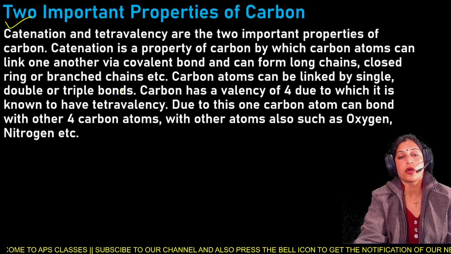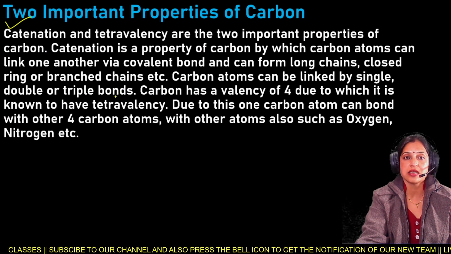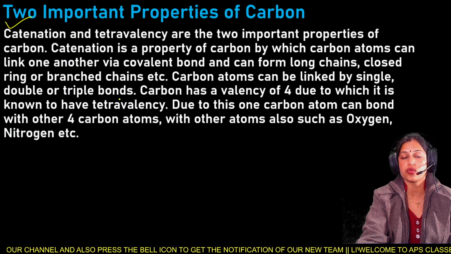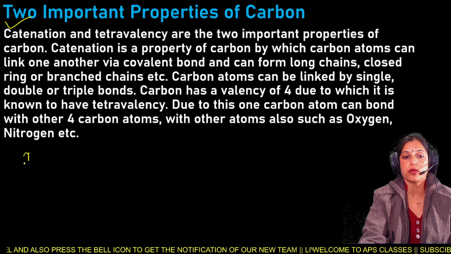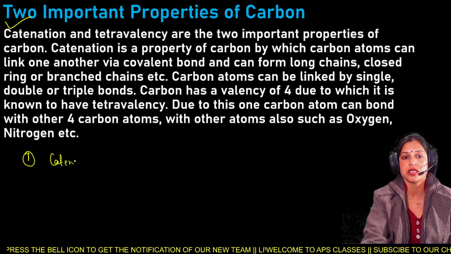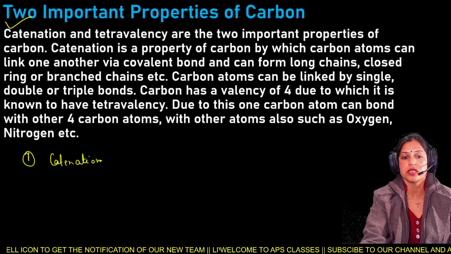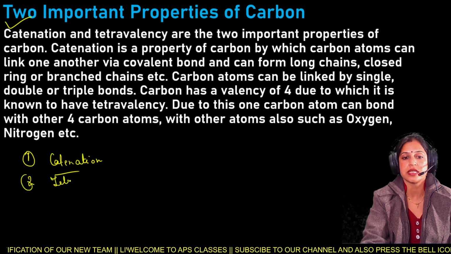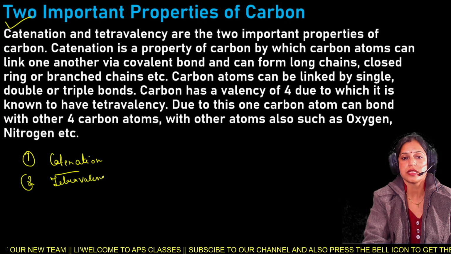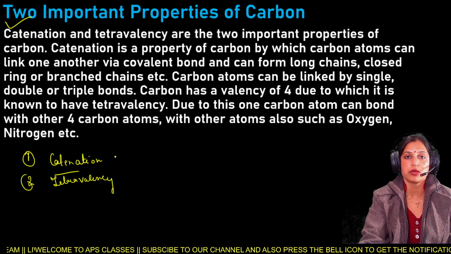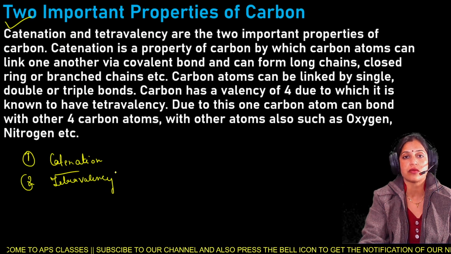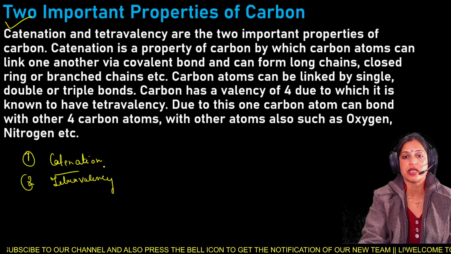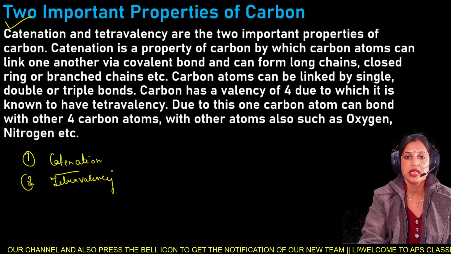Next, two important properties of carbon. These are two important properties that are directly related to carbon. And what are these two important properties? One is catenation, and the second is tetravalency. Catenation is the self-linking property of carbon. So catenation and tetravalency are the two major properties of carbon.